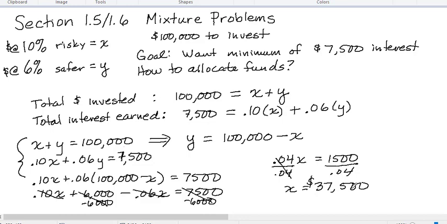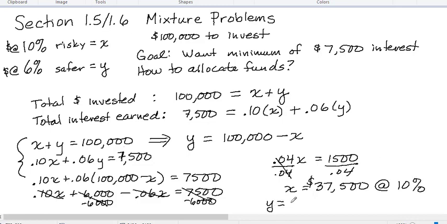Okay, $37,500. And was that invested at 10% or 6%? And how do I know? Well, I know because this is the value for x, and I named x. I made x the name of the 10% account. So 37,500 invested at 10%.